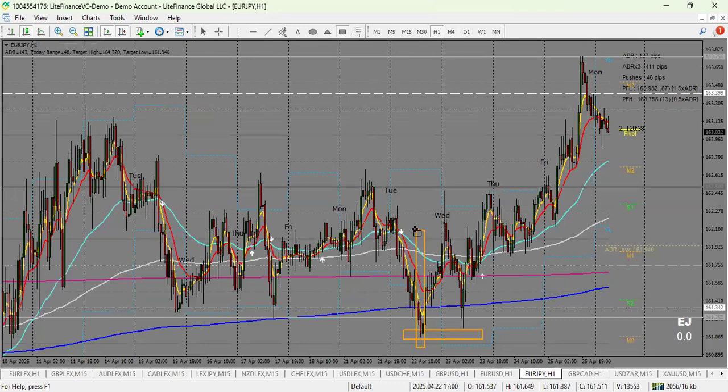So let us look at the market structure of price action. So our ADR is around 137. So you can see how the ADR value has increased significantly. So 37.